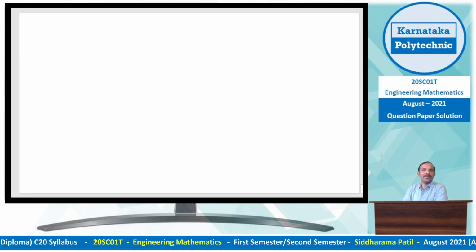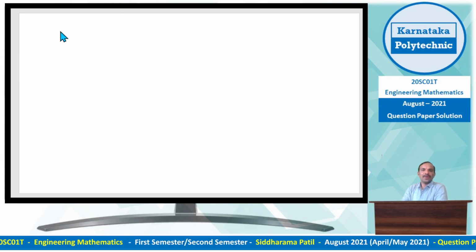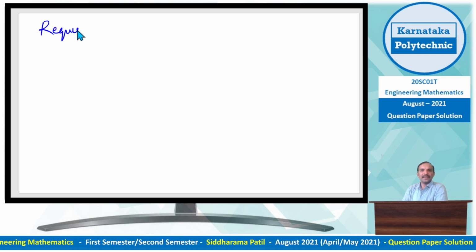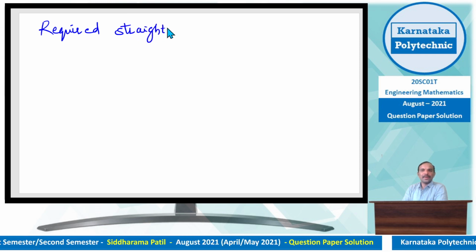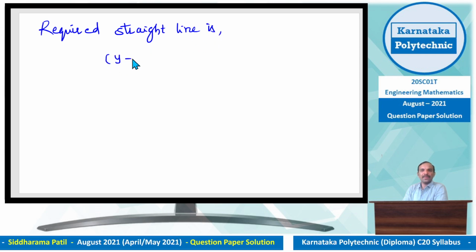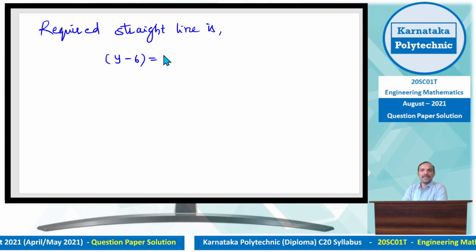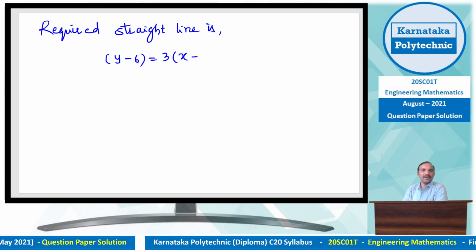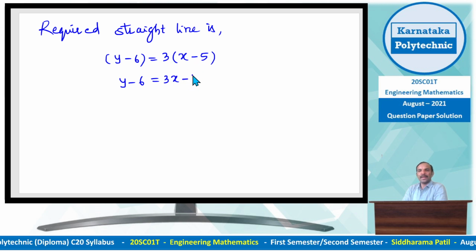y minus y1, where y1 is 6, so y minus 6. Now our required equation of straight line is y minus 6 equals m, and m is 3, into x minus x1. What is x1? It is 5. Now you have to simplify. y minus 6 equals 3x, 3 into 5 is 15.